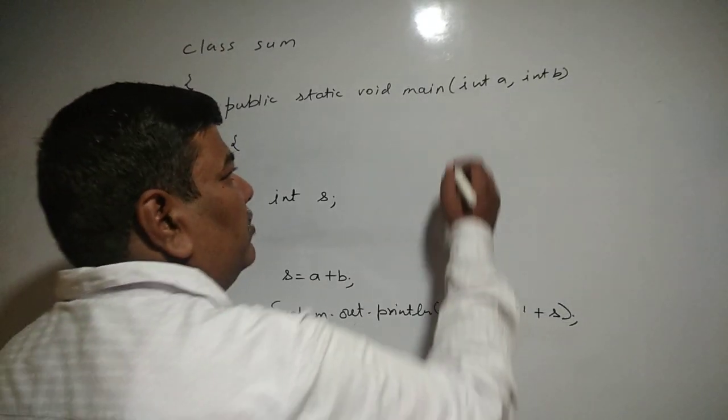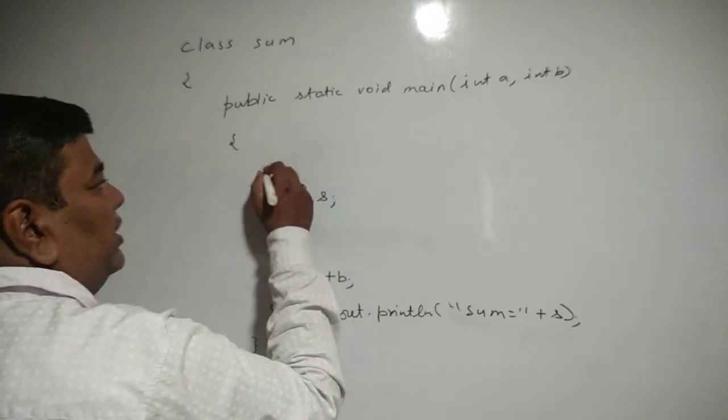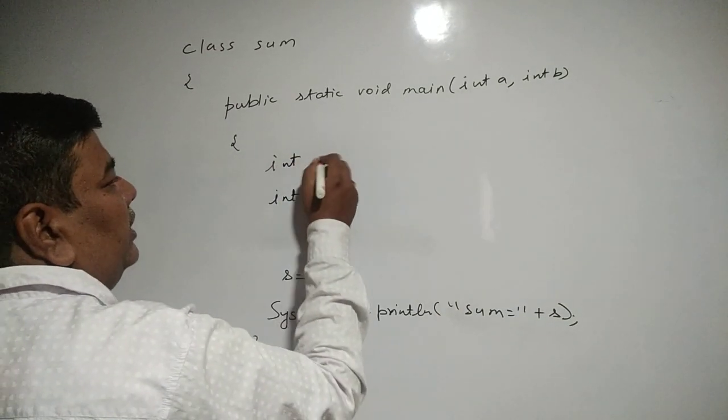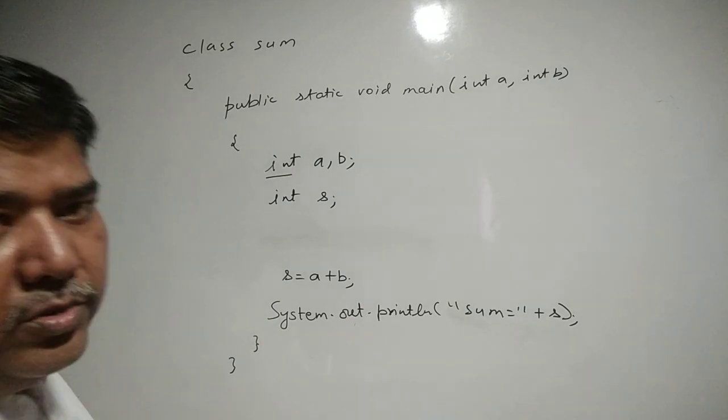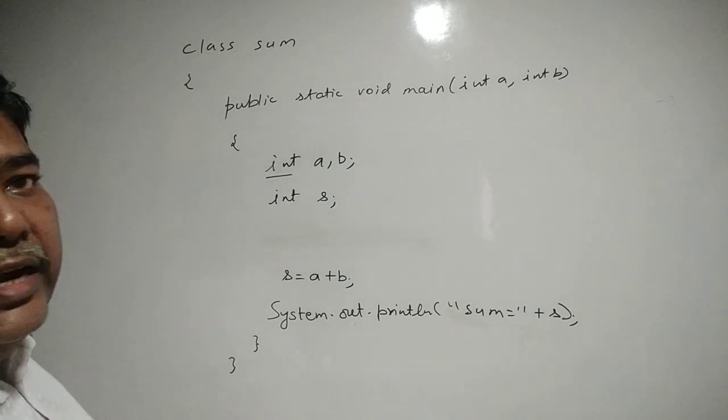One more new thing over here. When I have declared the variable over here, I have written int a comma b. I have written the data type only once for both a and b.